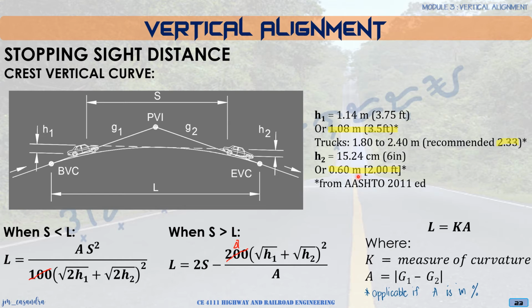So again, if there are no given values in the problem, then the automatic value of h1 will be 1.08 meters for passenger cars. And then for trucks, the automatic value for h1, if there are no given values, is 2.33. And for h2, that is 0.6 meters. Pero pag may value na given sa problem, you use the value given.